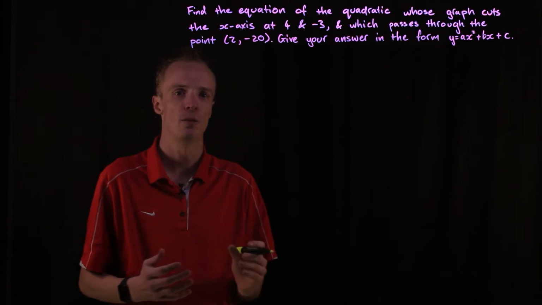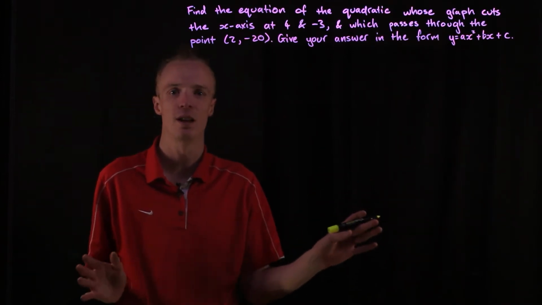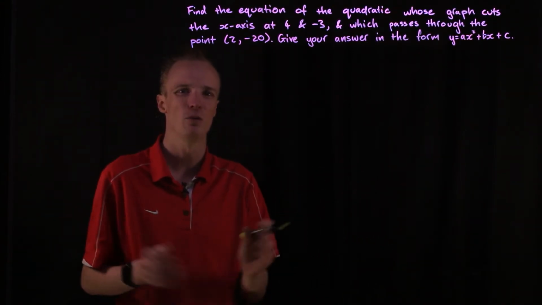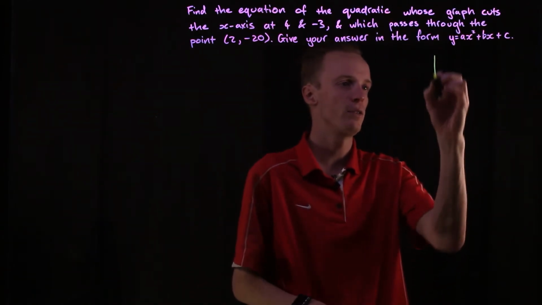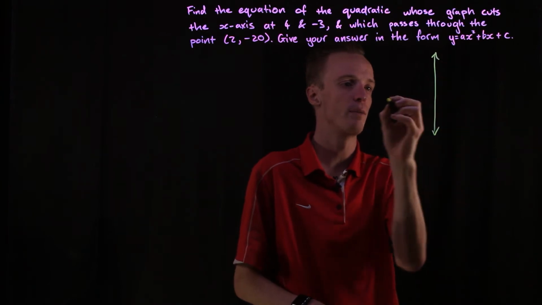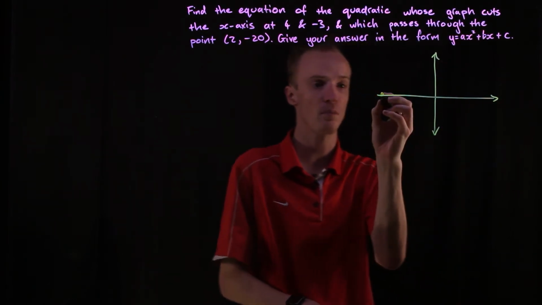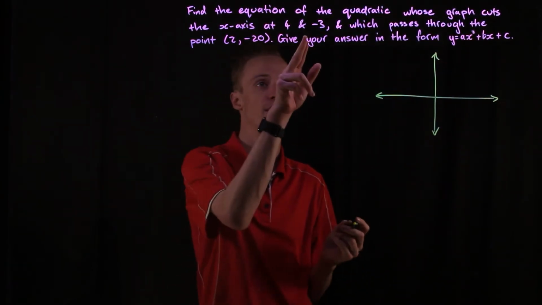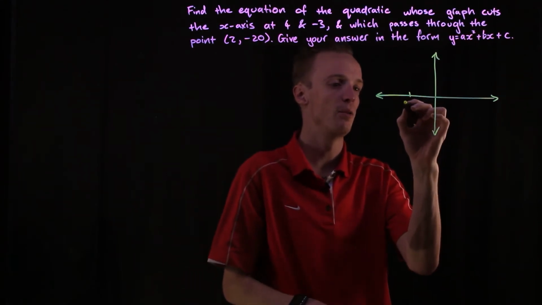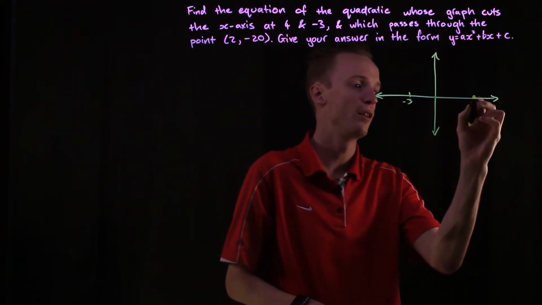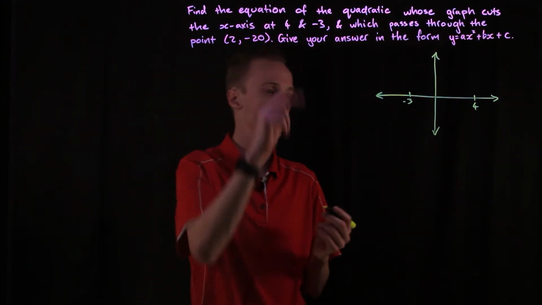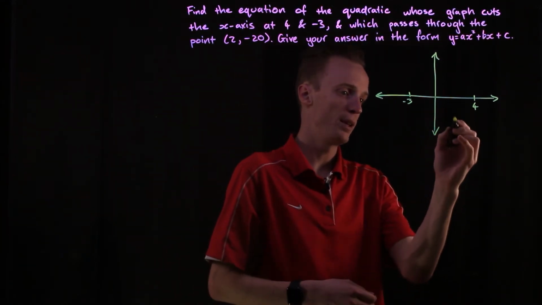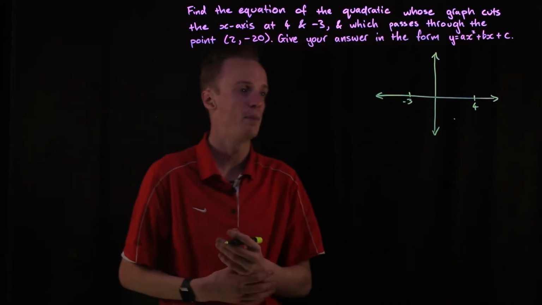Sometimes it can help to quickly sketch this information down so we can get a representation of what it looks like, if you can't do it in your mind. So let's just very quickly sketch this information down on our graph. We know that it cuts the x-axis at 4 and -3, so it'll be over here somewhere and over here somewhere. We know that it goes through the point (2, -20), so that'll be down here somewhere in space.